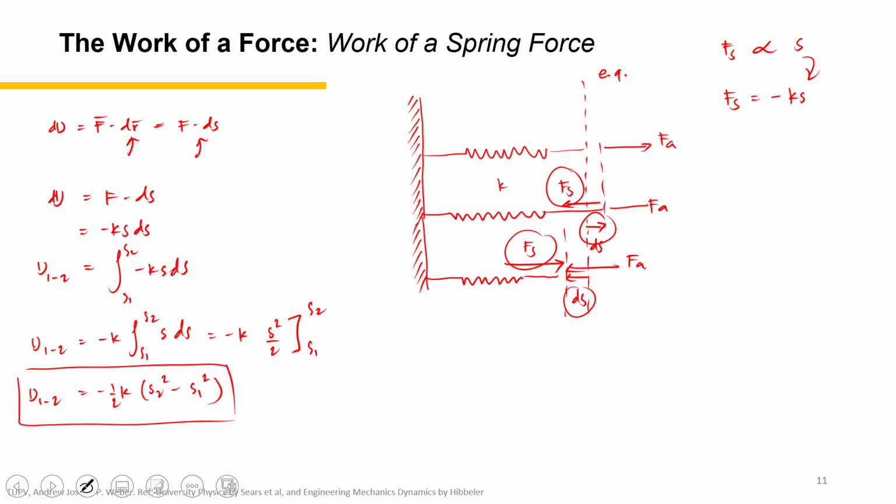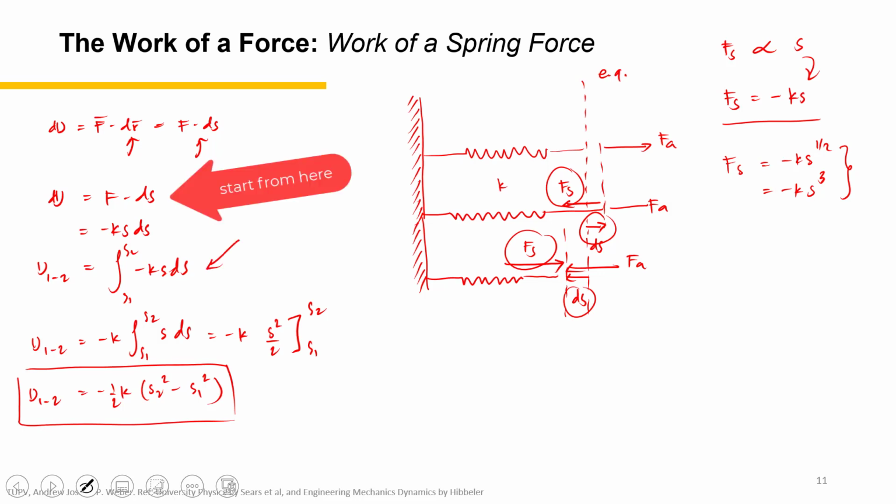So that is the work of a spring force with linear relationship, because there are other relationships, for example, negative Ks to the 1/2 or negative Ks to the third. So if the spring force happens to be non-linear, then you have to start from the beginning and derive a specific equation for that specific spring.